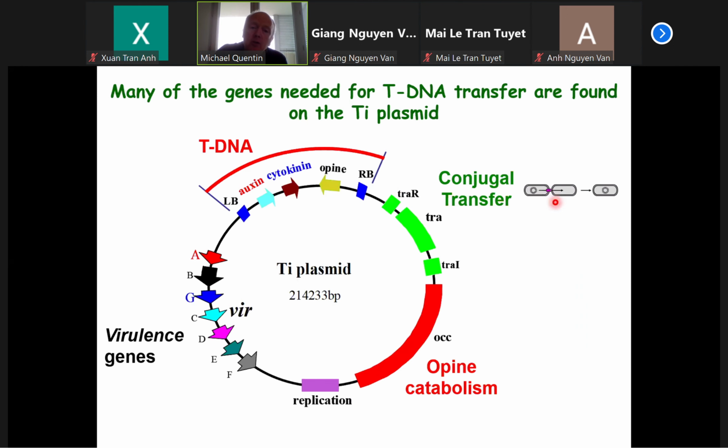How does the transfer of the tDNA into the plant cell occur? How does Agrobacterium tumefaciens infect a plant? What occurs when the plant cell is infected? How does the agrobacteria transfer this tDNA part into the plant cell genome? That's what we will review next.